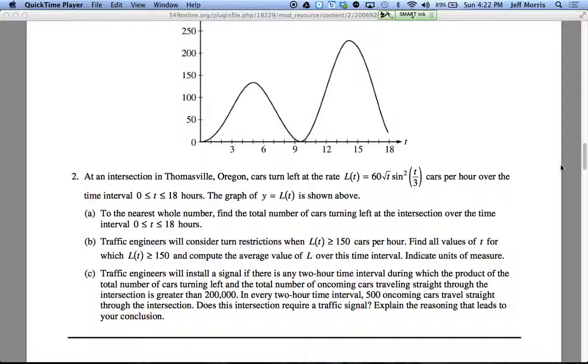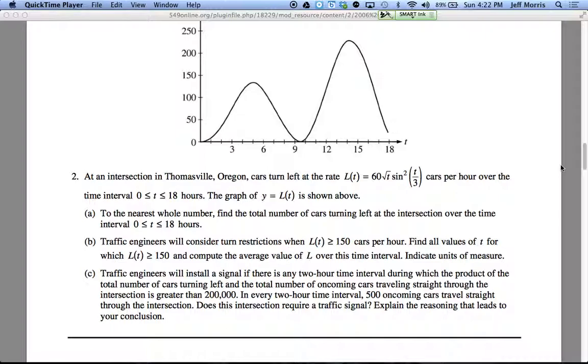To the nearest whole number, and this is so much like the other problems we've done. It's like the amusement park problem we did. It's like the sandy beach problem we did. It's like the cars problem we did last week with the traffic flow. How many of you are seeing the repetitiveness now? Okay, all right, to the nearest whole number, find the number of cars turning left at the intersection over the time interval from 0 to 18.